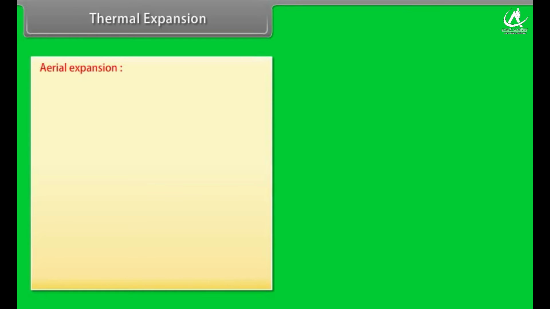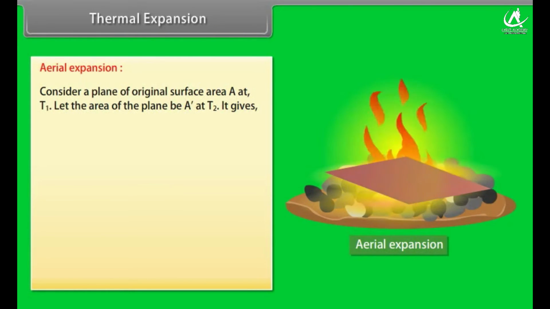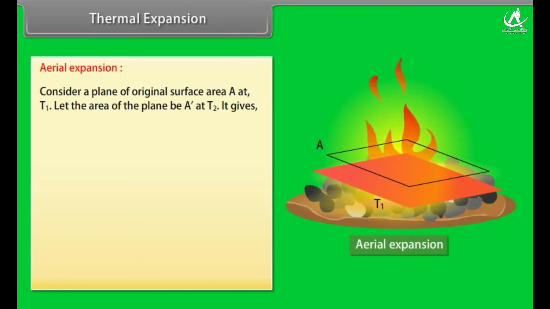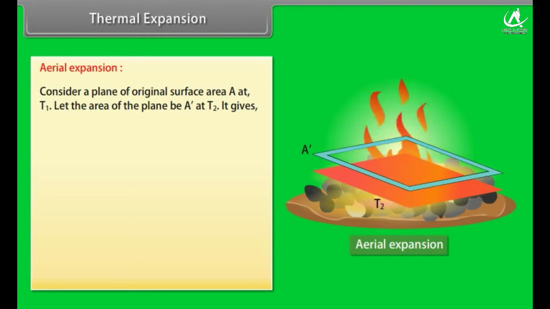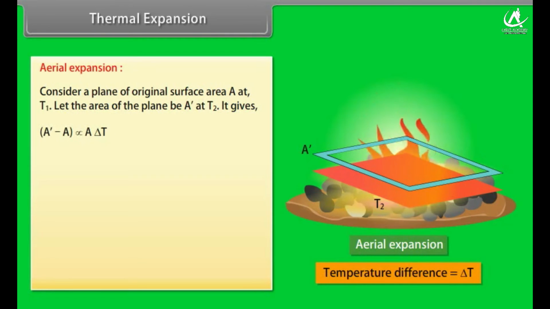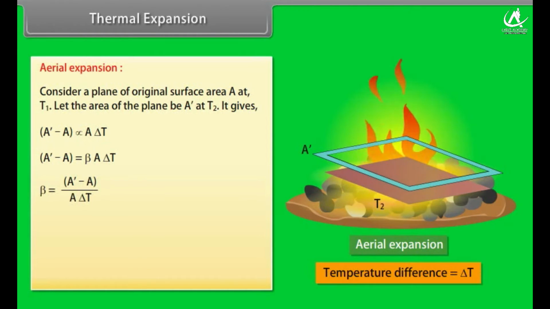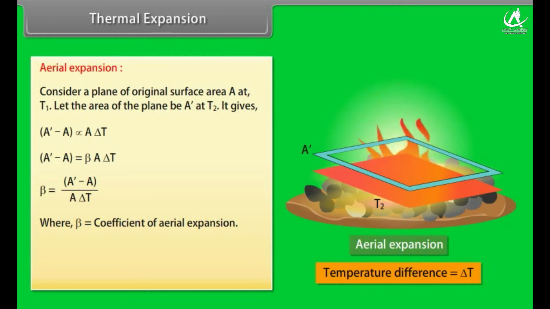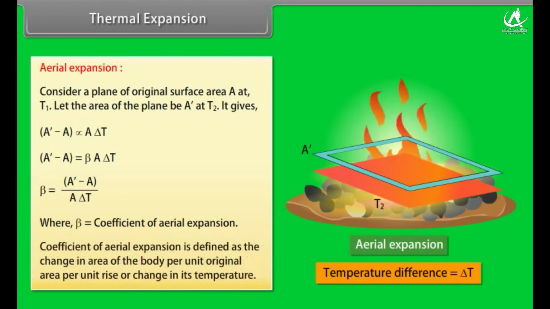Aerial expansion. Consider a plane of original surface area A at temperature T1. Let the area of the plane be A dash at temperature T2. It gives A dash minus A is directly proportional to A delta T, or A dash minus A is equal to beta A delta T. Value of beta is equal to (A dash minus A) upon A delta T, where beta is equal to coefficient of aerial expansion. Coefficient of aerial expansion is defined as the change in the area of the body per unit original area per unit rise or change in its temperature.